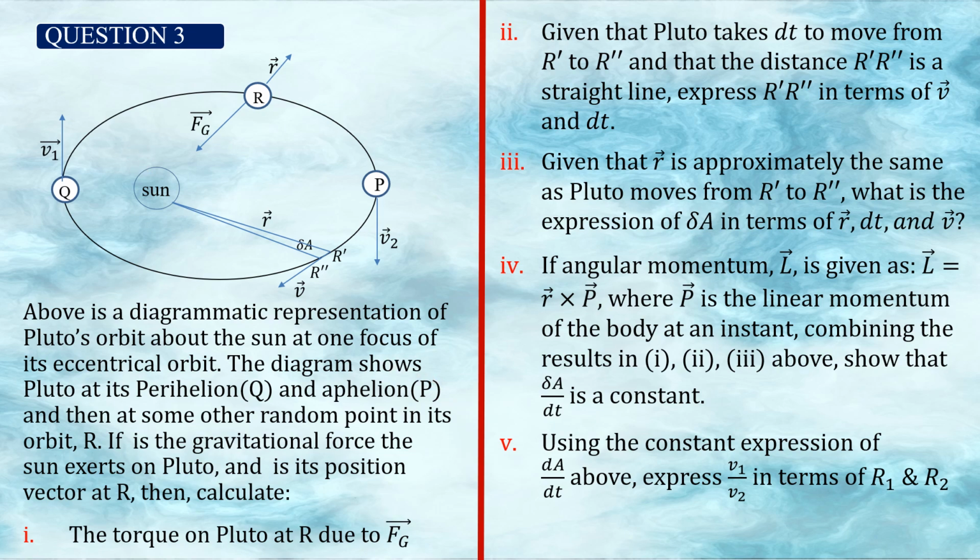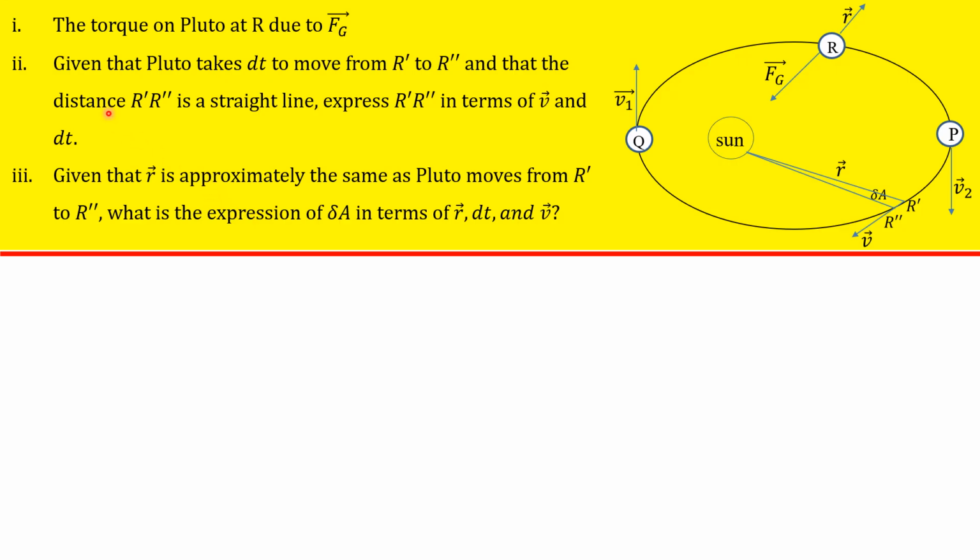All right, let's go. Okay, so Roman 1 says the torque on Pluto at r is what? To calculate torque, you basically want to recognize the forces acting on the particle. In this case, our Fg, the gravitational force the sun exerts on the planet, and then you cross that with the position vector, which in this case is r vec. But it really does not matter the orientation of this position vector. It can point towards the sun or it can point away from the sun. It really does not matter.